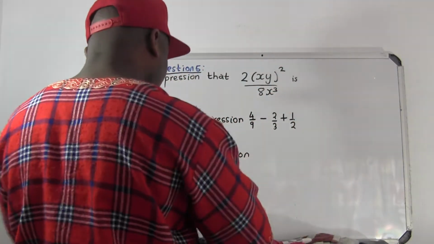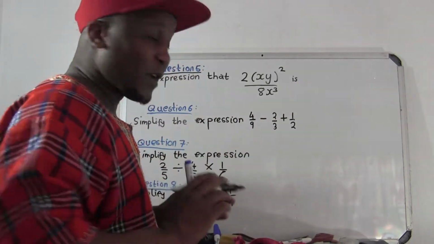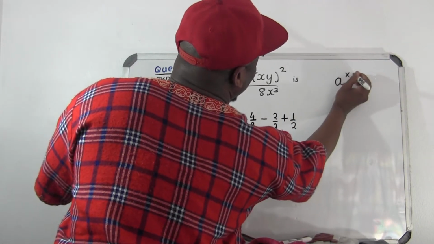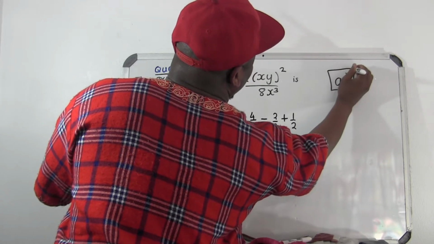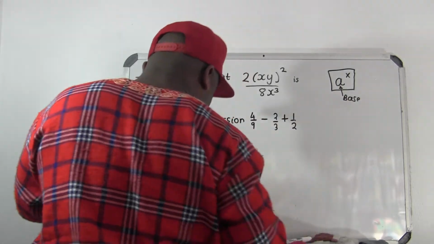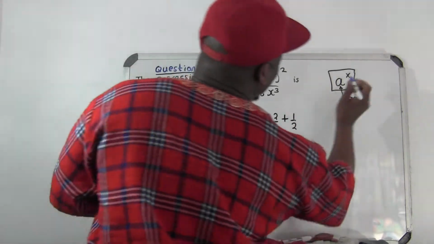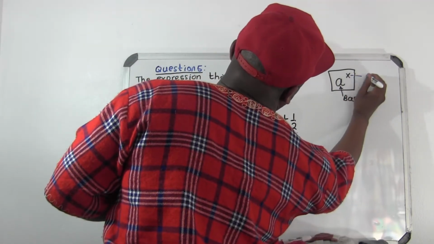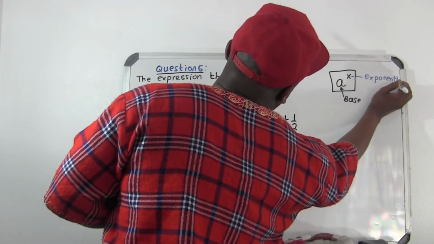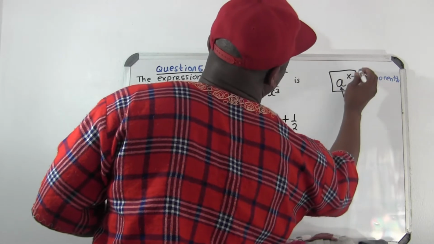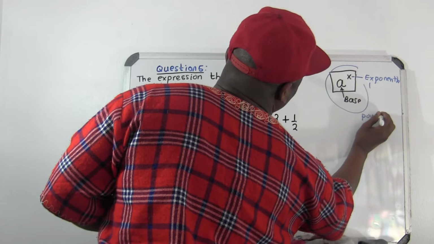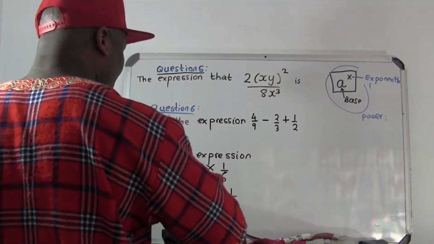This is easy, right? So from the law of exponents, let me explain something quick. This one is called the base. See this one here? This is the base. And this one is the exponent. But everything together we call it the power.